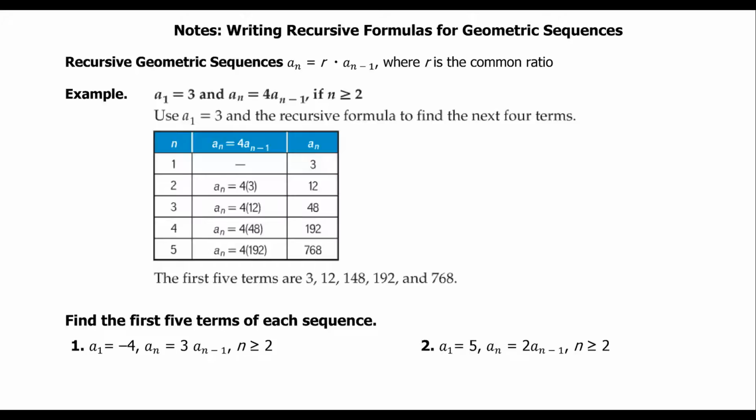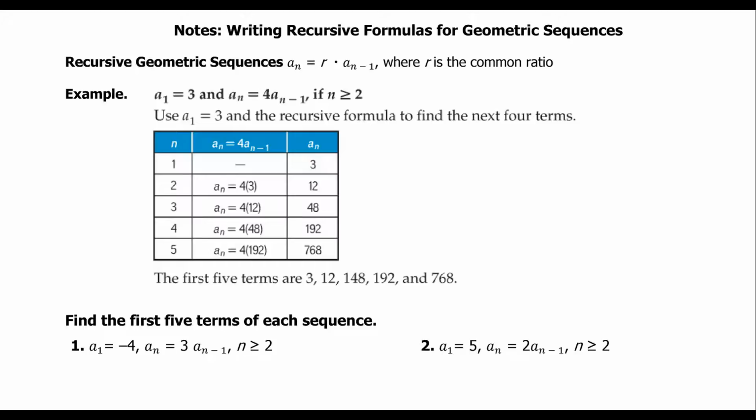Alright, so yesterday we dealt with primarily just what's called the explicit form of a geometric sequence. Today what we're dealing with is what's called the recursive form. And basically all the recursive form is, it just uses the previous term to define the next term.